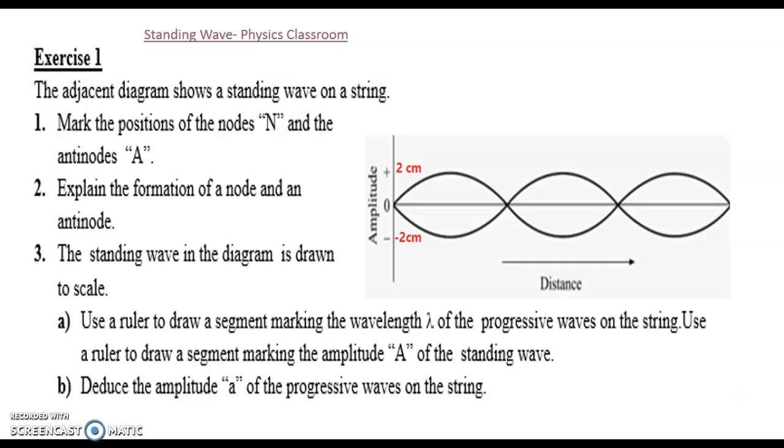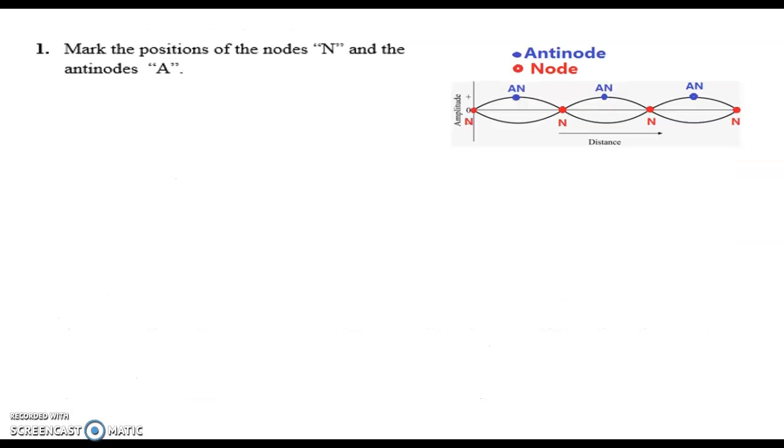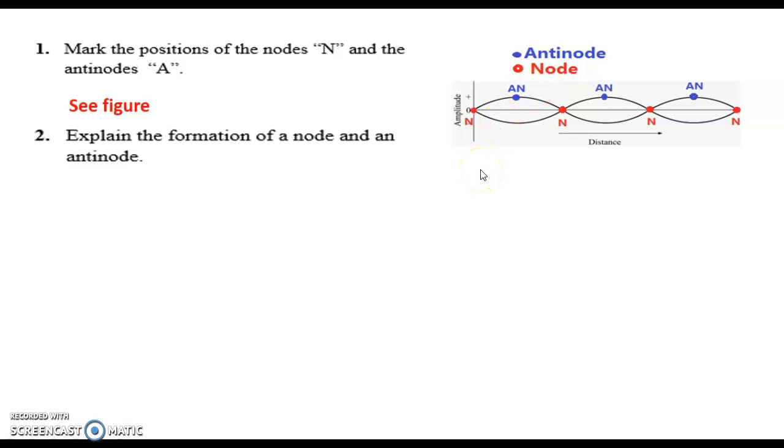Use a ruler to represent the amplitude of the standing wave by capital A, and use the amplitude A of the progressive waves on the string. Mark the positions of N and A. N, it's clear, N are the points at which no displacement takes place, and antinodes are those that undergo maximum displacement. Explain the formation of a node and antinode.